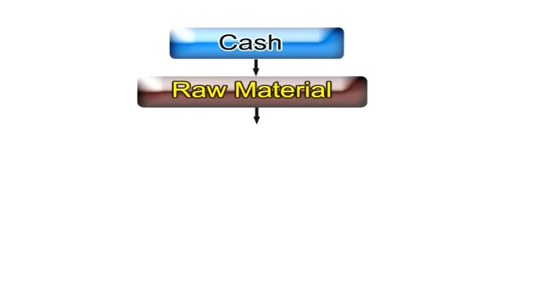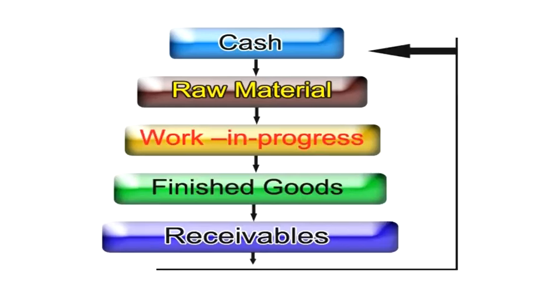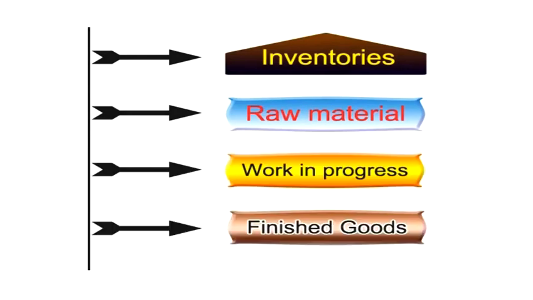Primarily, they are being used in the following hierarchies: cash, raw material, work in progress, finished goods, receivable. Again, receivables are being converted into cash. So, this is a cycle moving on in a working capital. We know that stock has three elements: raw material, work in progress and finished goods.